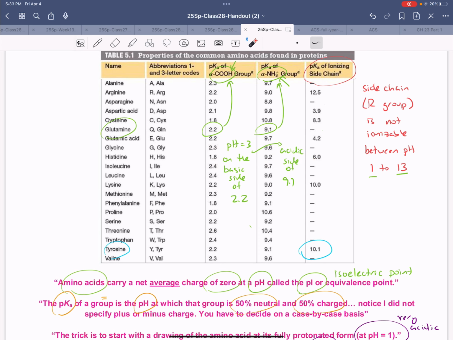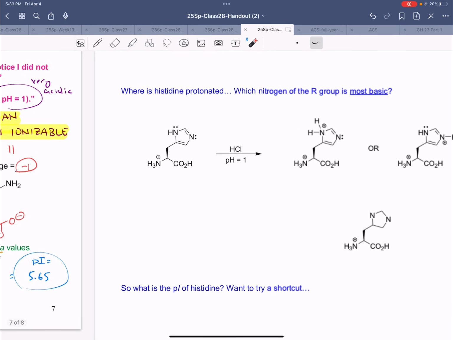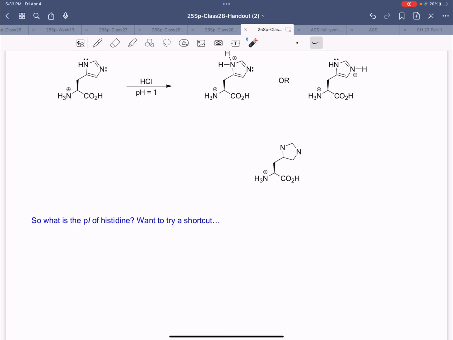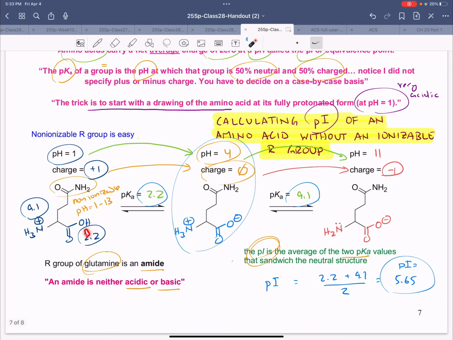Let me stop here. And then on the next video, we'll do this page about histidine and figure out what the pI of histidine is using a shortcut. This is pretty exciting because, if you don't have to, you don't want to have to draw every single structure as you cross over the pKa's. I can't stop talking. Let me stop this video.